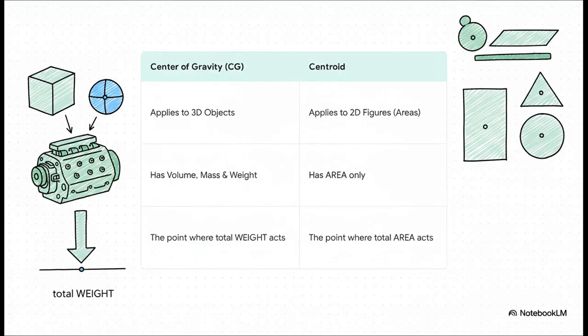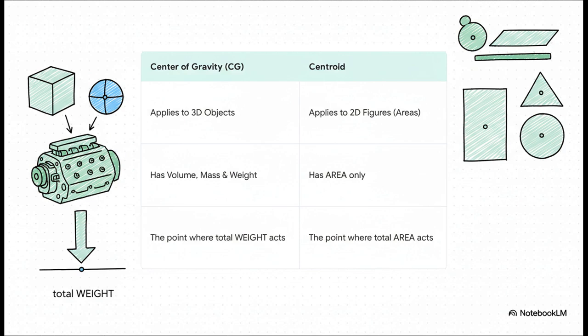Okay, check this out. This breaks it down perfectly. On one side, you've got the center of gravity, or CG. This is for real-world 3D objects, things with volume, right? A cube, a sphere, a beam. Because they have volume, they can have mass. And where there's mass, gravity creates weight. So the center of gravity is that one special point where we can imagine all of that weight is concentrated.